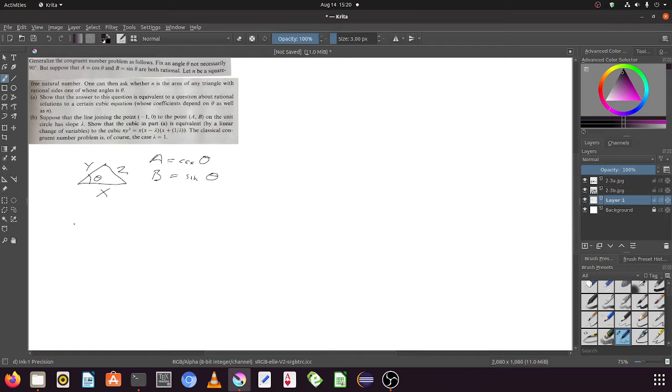So take 2. So we'll start doing what they do in the book. So what we have is the cosine relation, and the area is given by x, y, sine theta, that's b.